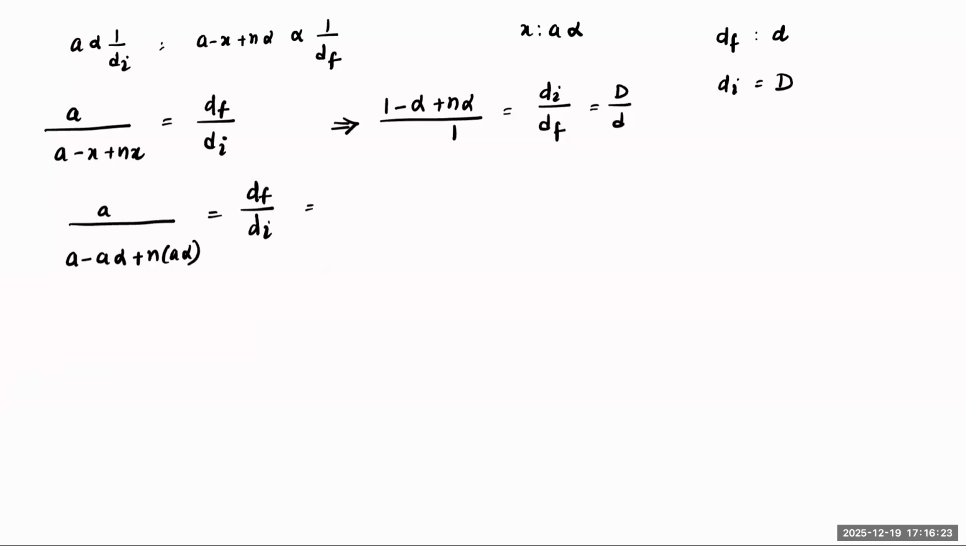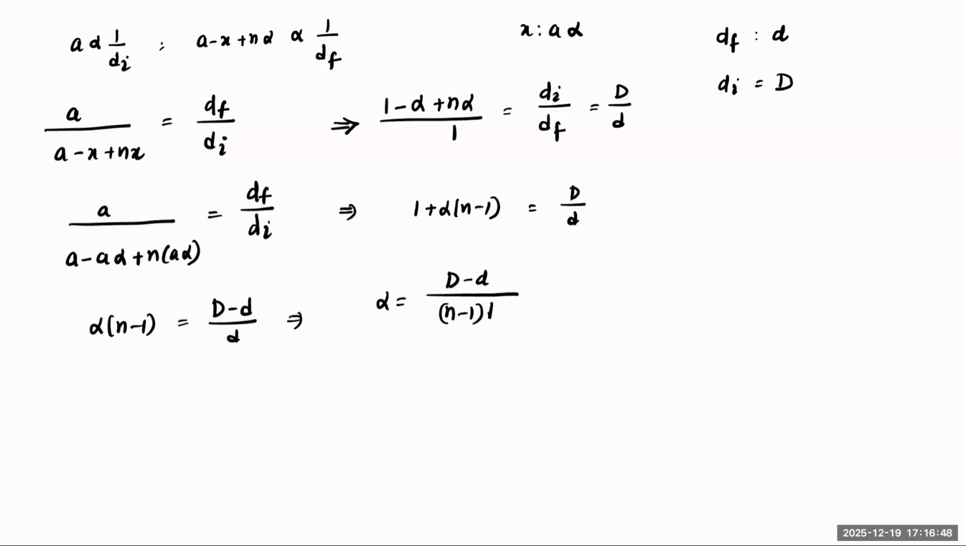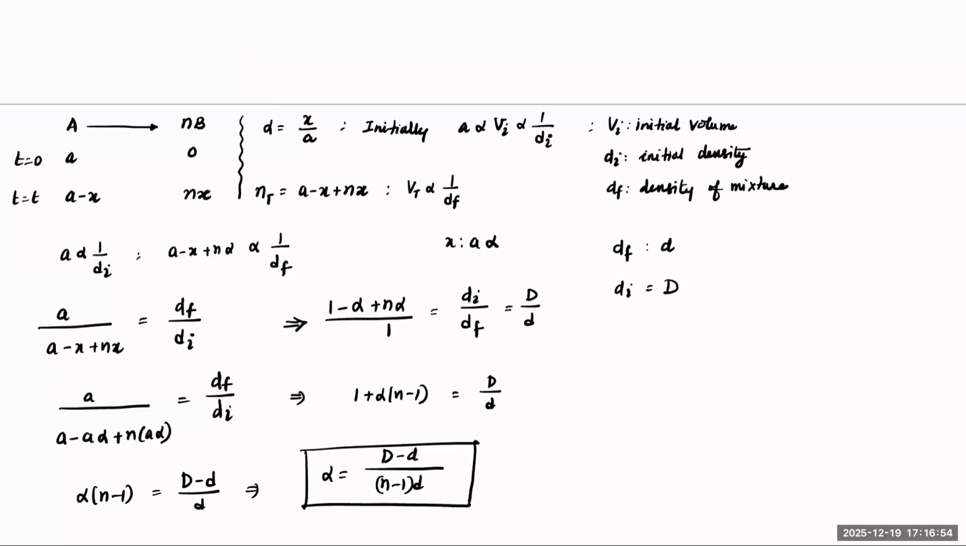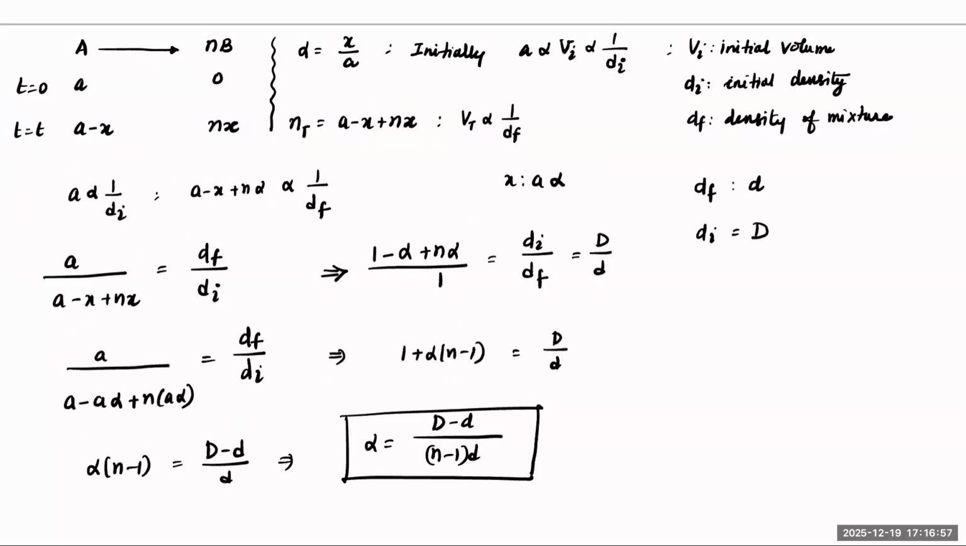Hence, now if I write this value here, 1 plus alpha into n minus 1 is equal to capital D by small d. So therefore, alpha into n minus 1 is equal to capital D minus small d by small d, which gives alpha is equal to (D minus d) divided by (n minus 1) into d. So this is the formula that we can directly use to figure out the degree of dissociation. Got it? Yes, sir. Right. I'll give you a few seconds. Please check this through if you have understood it or not.